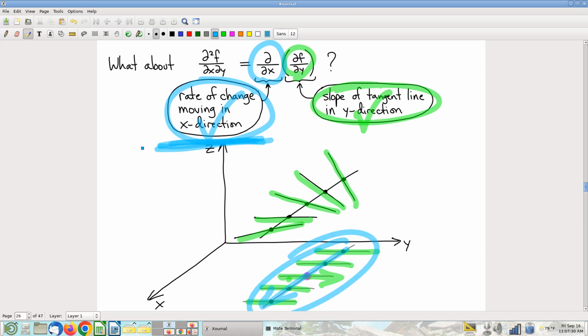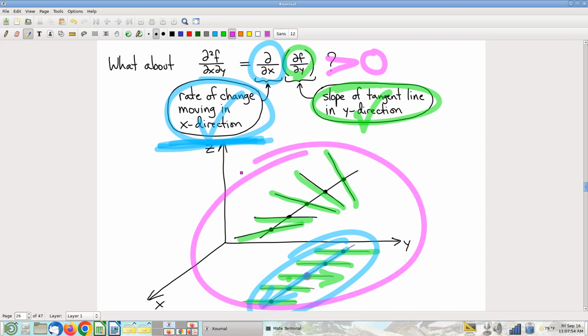I appeal to your sense of geometry in this picture that as I move in the X direction, these Y partials are increasing. They're going from negative to less negative to positive, and that's increasing. And if the thing that we're taking the X partial of is increasing, then the X partial is positive. So in this picture here, that mixed second partial is positive. I saw a hand somewhere. Everybody's good? Okay. All right.